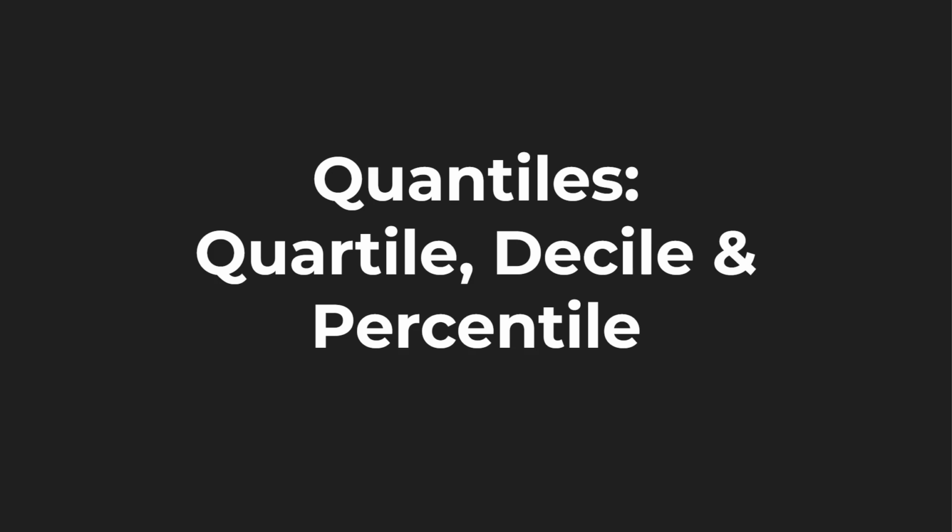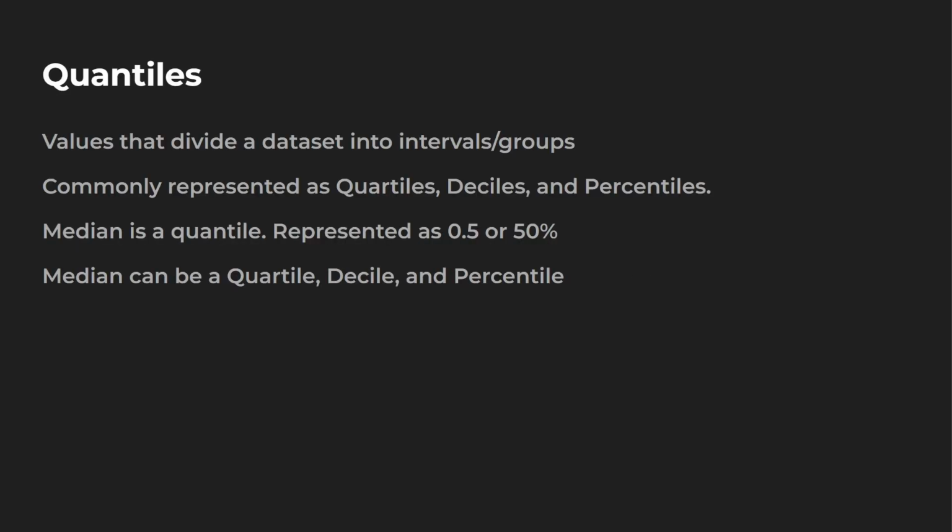All right, so as promised, before we jump into some coding, let's take a look at quantiles. More specifically, I'm going to be covering what a quartile is, a decile, and also a percentile. So you can think of quantiles as values that divide a data set into different intervals or groups. The three terms I mentioned are typically used. And a really good example of one of these is a median. You'll either see this represented as a 0.5 or a percent. I'm going to be using percent in this video, so you'll see that throughout. But regardless, a median can be a quartile, decile, and also a percentile.